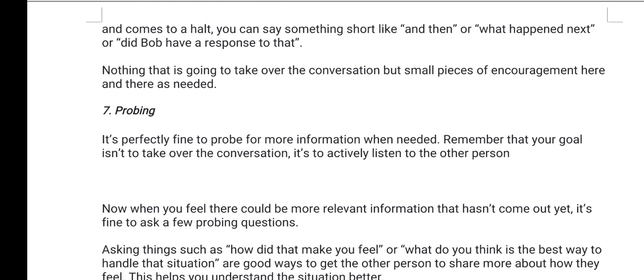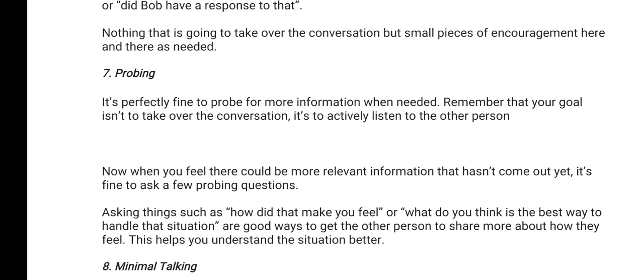Next is probing. So probing means to inquire about something. If you want to know something more about what the speaker is speaking about, then you can definitely ask for more information when it is required. But remember one thing, you being the listener, your goal is not to take over the conversation. It is basically to actively listen to the other person, but in case you want some more information, then definitely you can ask for it.